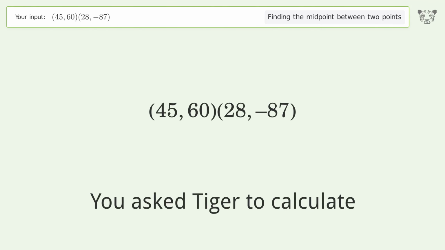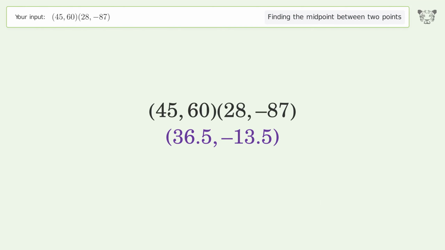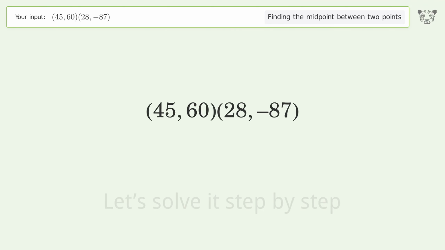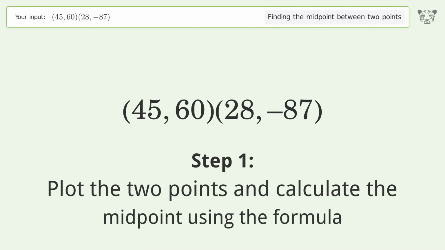You ask Tiger to calculate. This deals with finding the midpoint between 2 points. The midpoint between the 2 points is 36.5, negative 13.5. Let's solve it step by step. Plot the 2 points and calculate the midpoint using the formula.